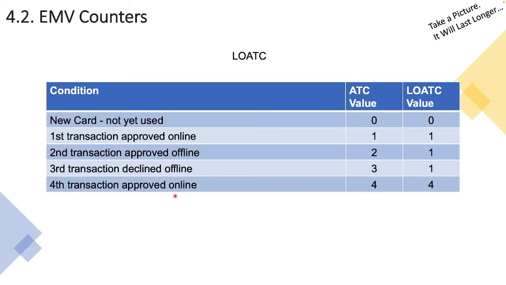Fourth transaction approved online. So once again, similar to the first transaction, we're seeing that the base criteria is being met here, right? So it's an online transaction. So ATC value naturally will increment to 4, but the LOATC value will also equal 4. So the card will take a snapshot of this ATC value and write it to the LOATC. Okay.